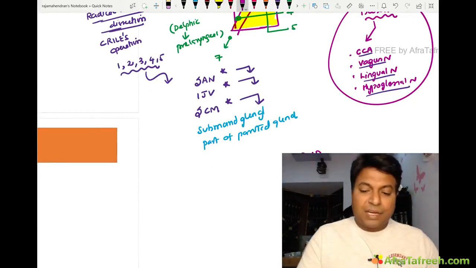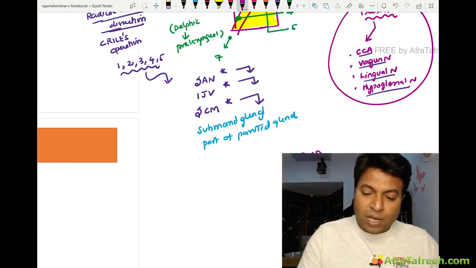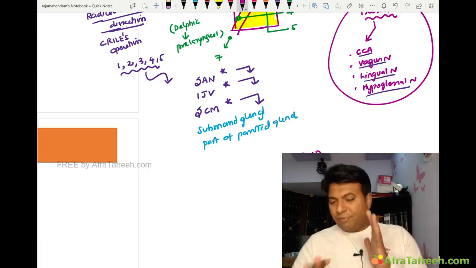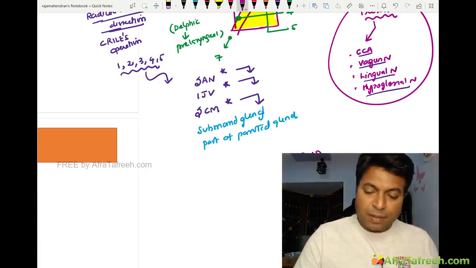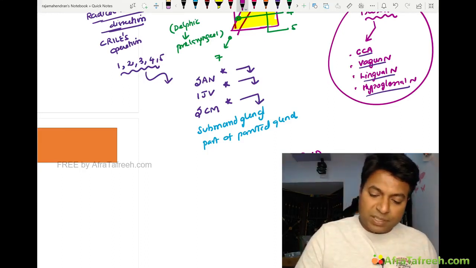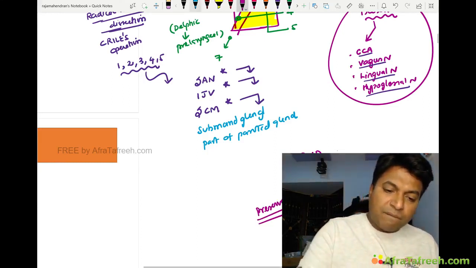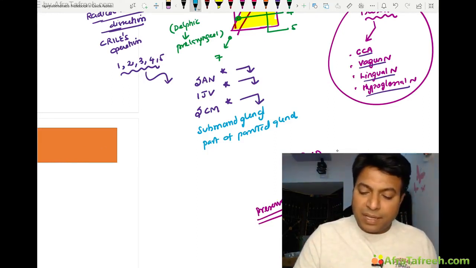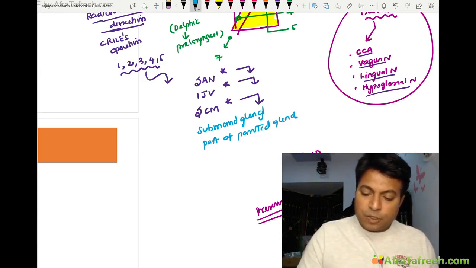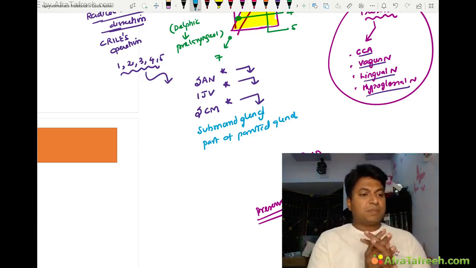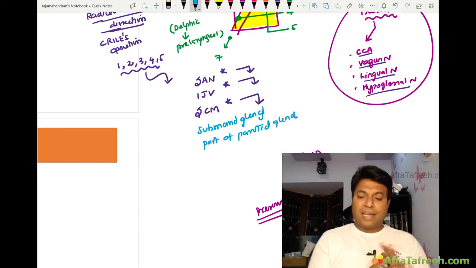Modified radical neck node dissection is also known as Bocca's operation. Everything is same except in this modified radical neck node dissection we preserve SIS. We preserve these three structures. This is 100 times asked MCQ. What are the structures preserved in MRND? Sternocleidomastoid muscle, internal jugular vein, spinal accessory nerve are the three structures preserved in modified radical neck node dissection.